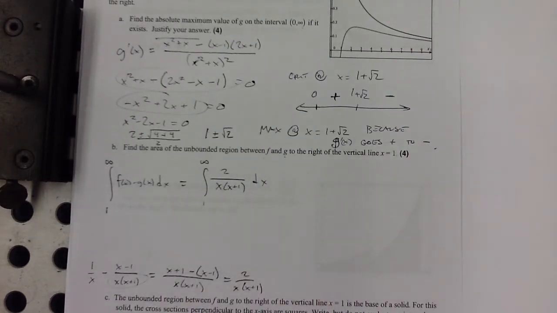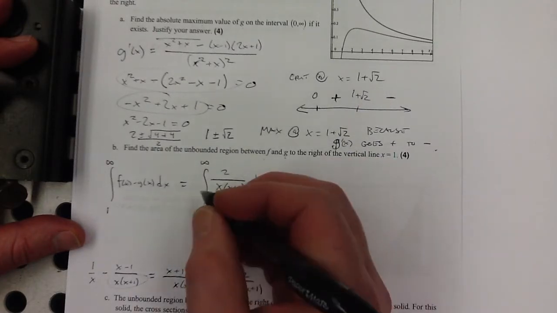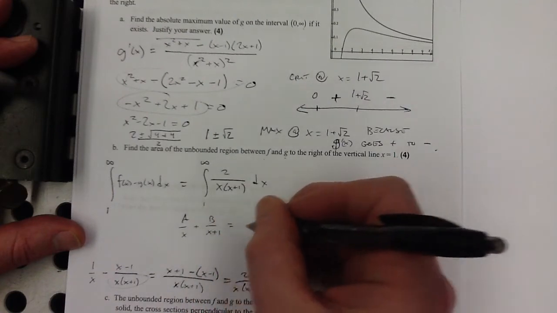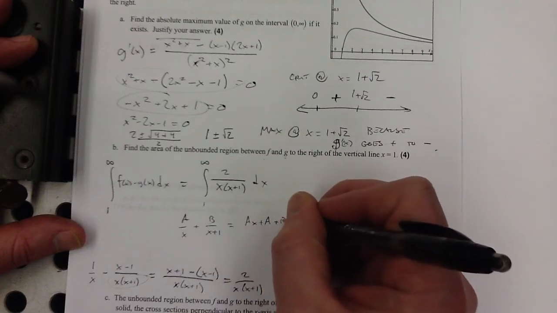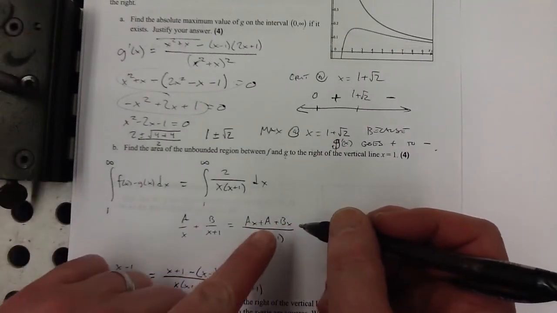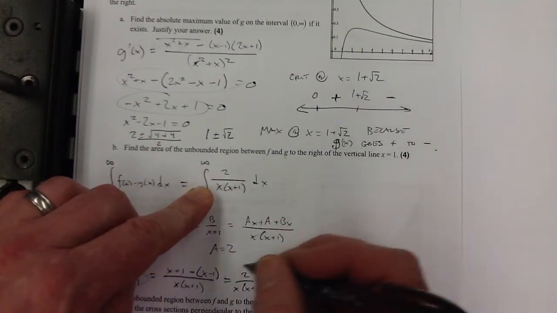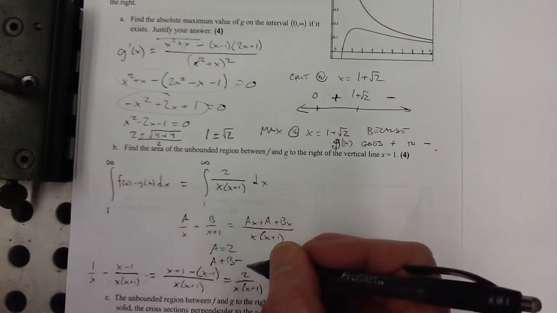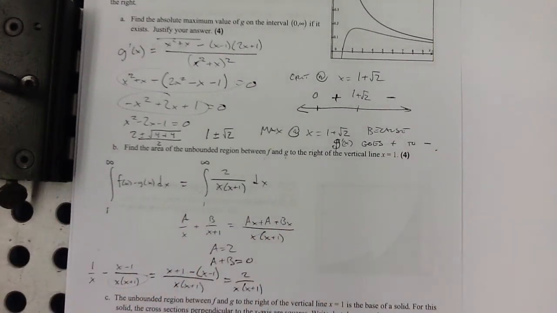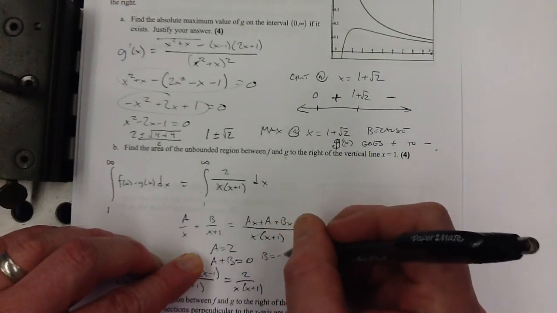To find the antiderivative of that, I can do my partial fraction decomposition. I've got my two factors, A over x, B over x plus 1. That's Ax plus A plus Bx all over the common denominator. So A, the constant term, would have to be equal to 2, and A plus B would have to be equal to 0 because there's no x term. So if A is 2 and A plus B is 0, that means B would have to be negative 2.